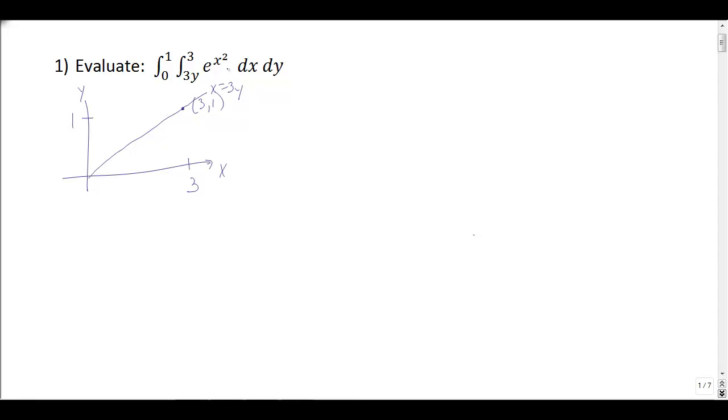And so x started at the line x equals 3y and went up to the line x equals 3, which is right there. So our region is this sort of triangle here. So we're going to rewrite this integral. Do a double integral. Still going to integrate e to the x squared, but now we're going to do this dy dx. So x is going to range from 0 up to 3. So we get bounds 0 to 3.